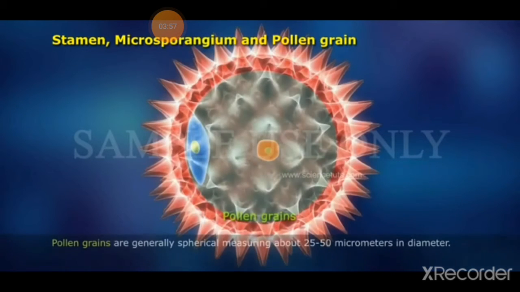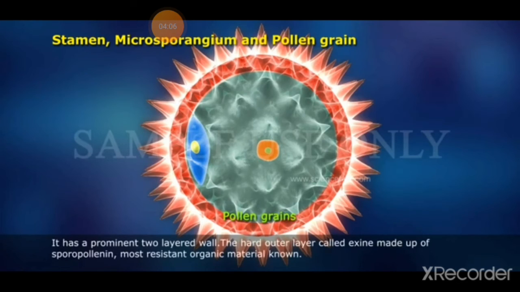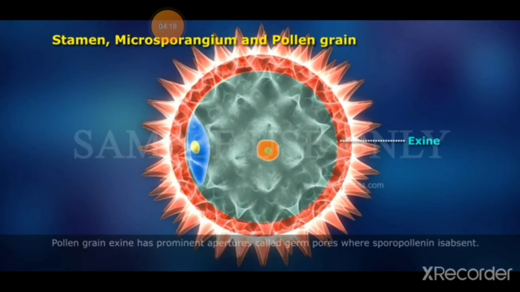Pollen grains are generally spherical, measuring about 25 to 50 micrometers in diameter. It has a prominent 2-layered wall. The hard outer layer is called exine, made up of sporopollenin, the most resistant organic material known. Pollen grain exine has prominent apertures called germ pores where sporopollenin is absent.